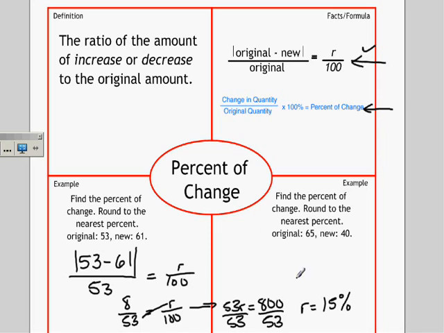Now my calculator came up as 15.09. Remember, we're already multiplying by 100 here, so I don't need to convert this. 15% is the actual number. It actually comes up as 15.094, and it's a terminating decimal, but again, rounding to the nearest percent as the direction stated over here. So 15% is our percent of change.